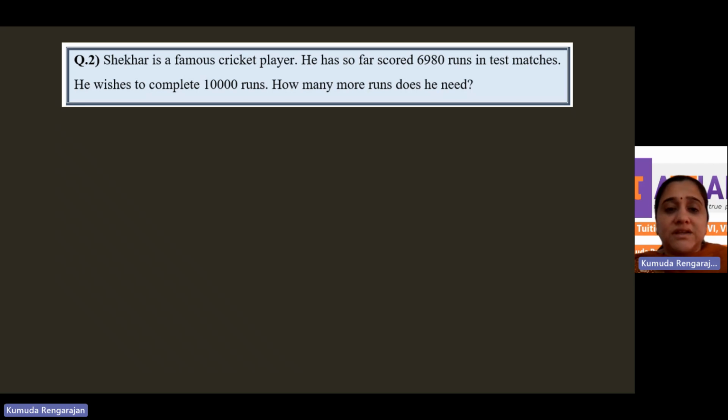Shekhar is a famous cricket player. He has so far scored 6,980 runs in test matches. He wishes to complete 10,000 runs. How many more runs does he need? He's already scored 6,980 runs, but his target is 10,000 runs. So how many more runs does he need? What is the operation here?